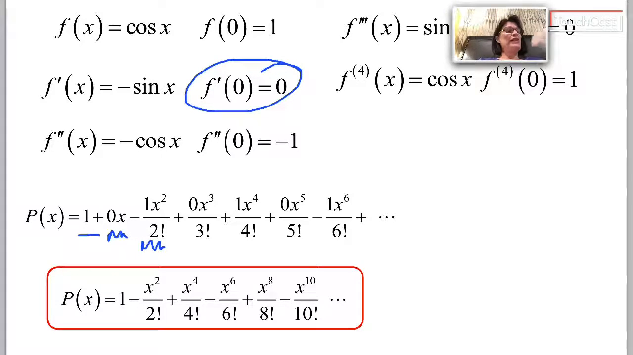My x to the third factor is going to get divided by 3 factorial, but that third derivative evaluated at 0 is 0. So this is cool for cosine, and you'll see soon for sine. Every other term, the odd ones, is 0. Okay, so there we go. How far do I need to go?